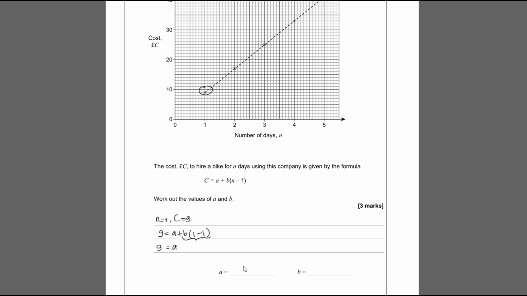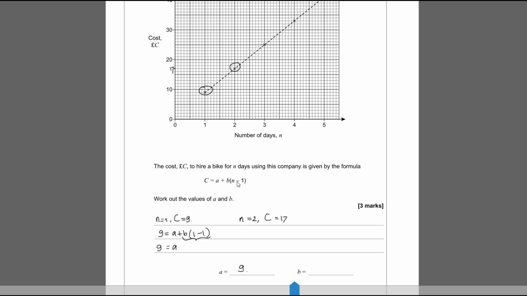Now we have the a. A is equal to 9. We just need to find b. Let's take another point. Let's say if I take this point, that means n is equal to 2. And then the cost is this here, 17. Okay, when n is equal to 2, the cost is 17.